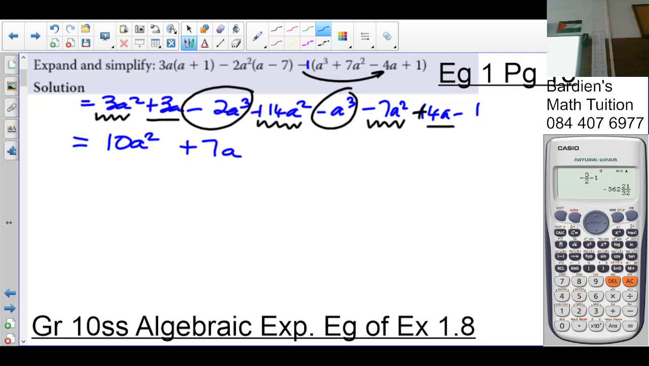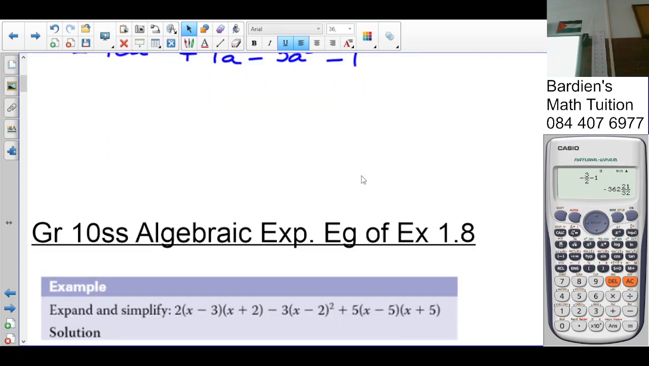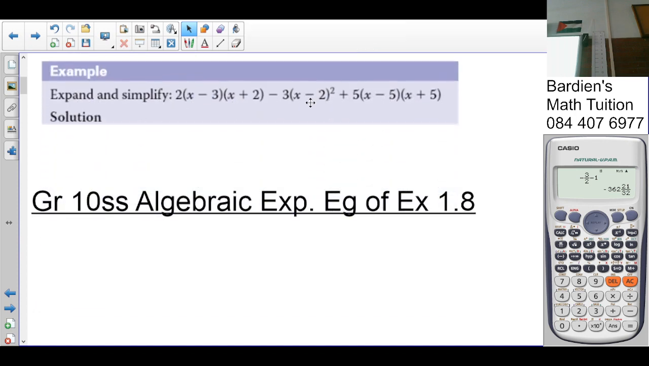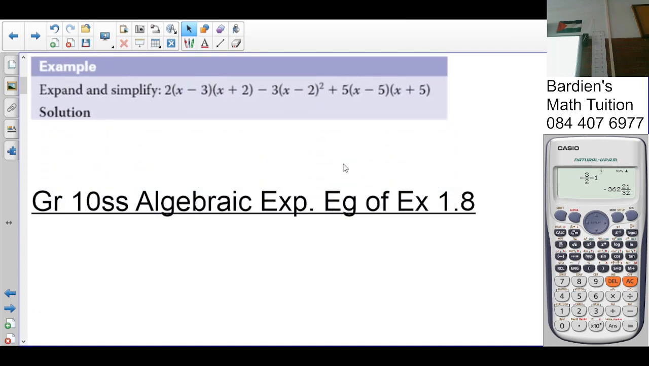Negative 2a cubed minus a cubed. And then? You guys understand? Any confusion? No? Now move a little faster. Alright, let's look at example 2. And example 2 is also on page 30.